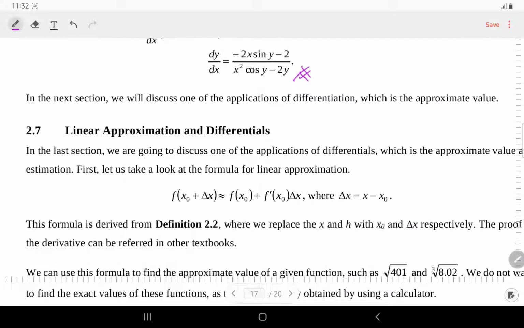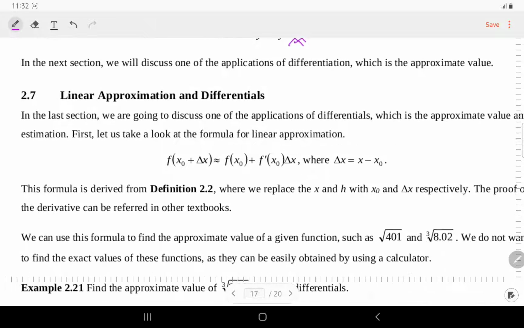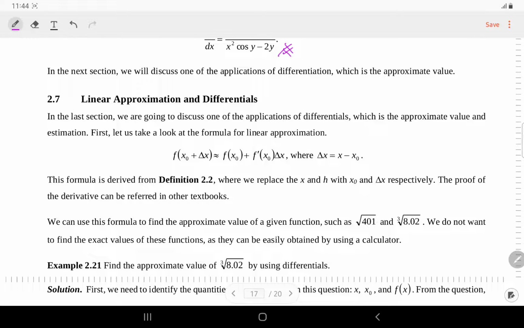Next one, we continue with the last subtopic in chapter 2, which is about linear approximations and differentials. First, let us take a look at this formula for linear approximation. This formula is derived from definition 2.2 when we replace the x and h with x naught and difference of x respectively.